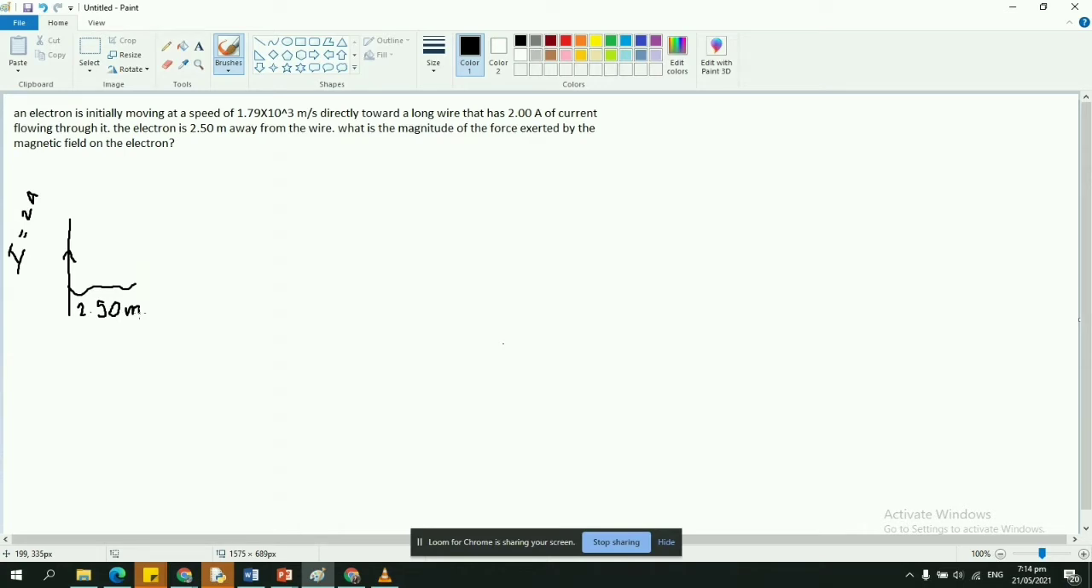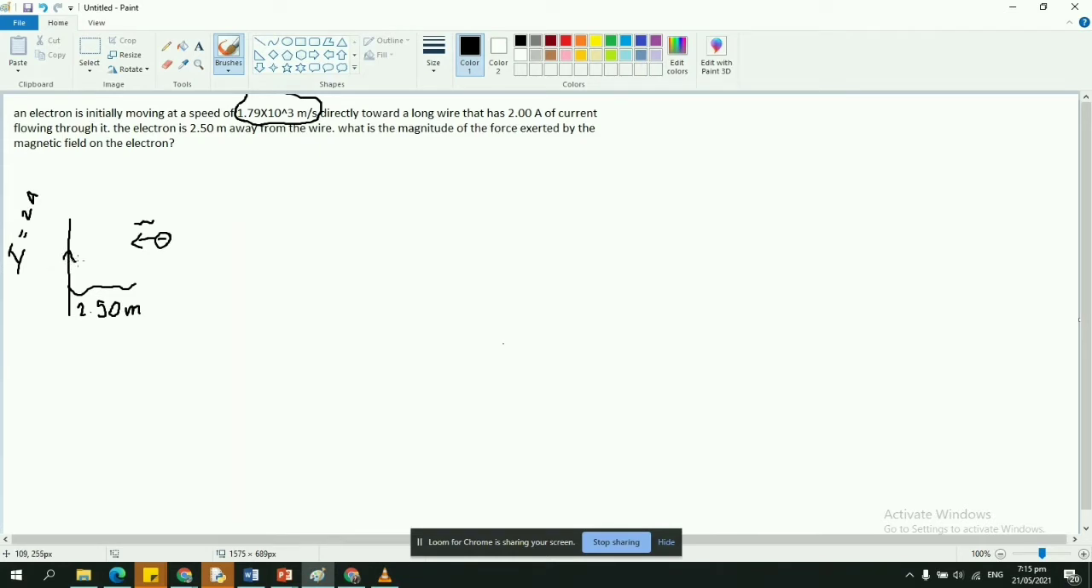Then we have an electron. Our electron is being projected straight toward the wire. So this is our electron, and we have a value of velocity, 1.79 times 10 to the third. This is our value of velocity, and then the distance of 2.50 meter. At this moment, we take a look and the wire is carrying current up. So the wire is carrying current up.